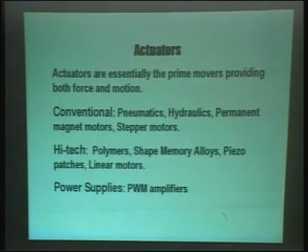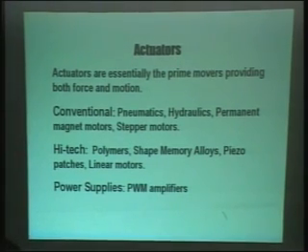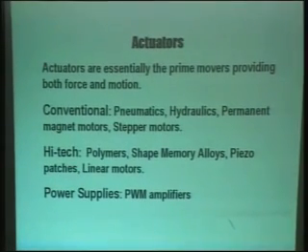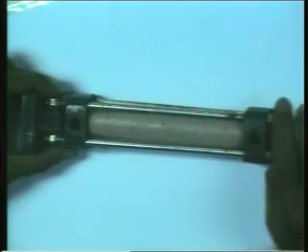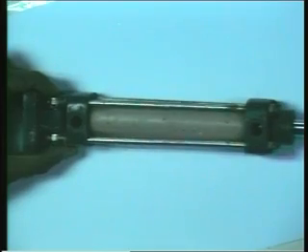Let us first look at the actuators. The conventional actuators are pneumatics and hydraulics. These have been around for a long time. Of course, you also have electric motors. Here is a pneumatic actuator. It's a simple cylinder with a piston moving, and the piston rod can come out and go in, as you can see.